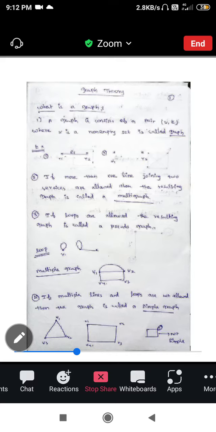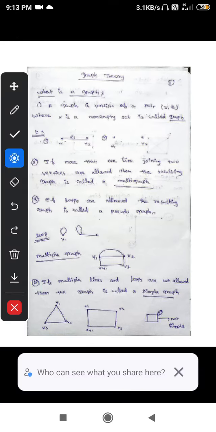For example, the first example: V1, V2. The points V1, V2 are the vertices. E is called the edges. It is called the graph. Even with only vertices, a non-empty set of vertices is called a graph.